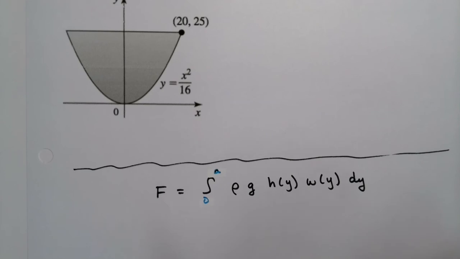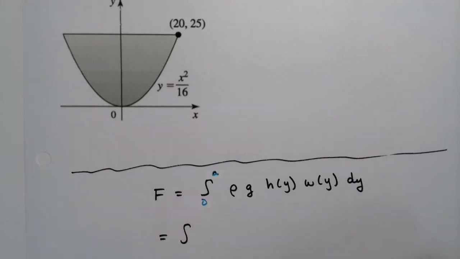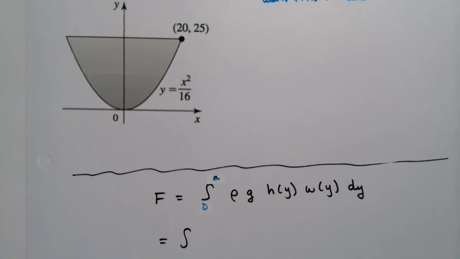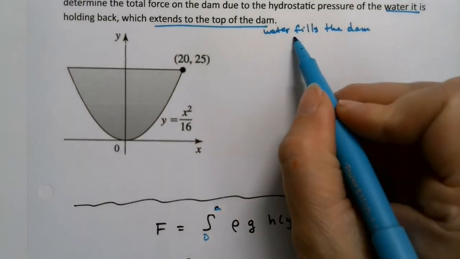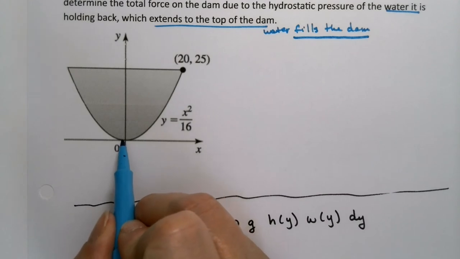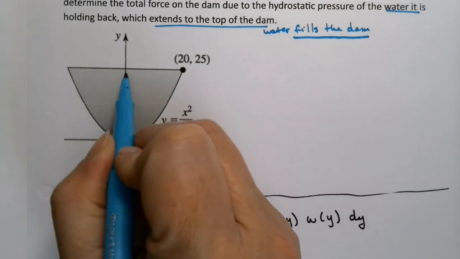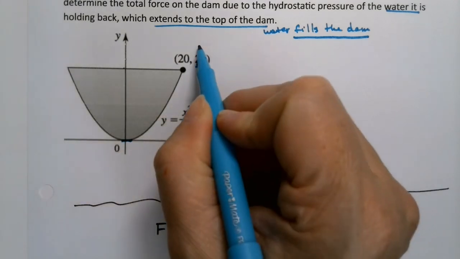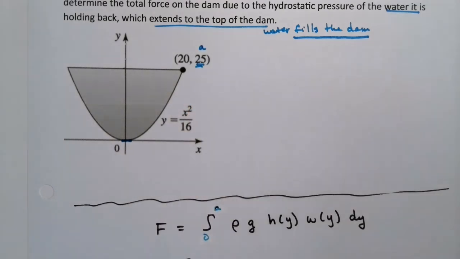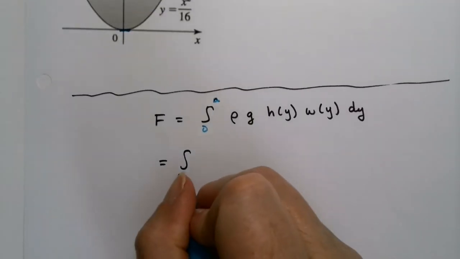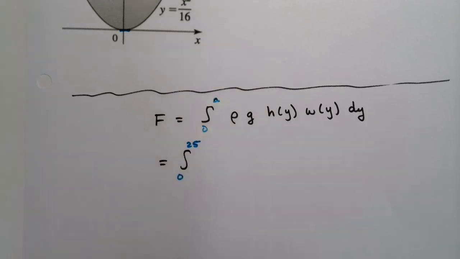Okay, so rho and g I actually know right off the bat, and I can figure out some other stuff too, but let's do this. So if water is filling the dam, that means I'm going from 0 down at the bottom to y equal to 25. Right there is letter A for me. So I actually know that I'm going to go from 0 to 25 right here.